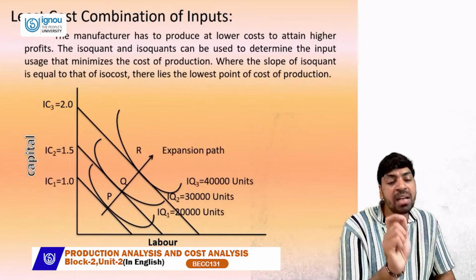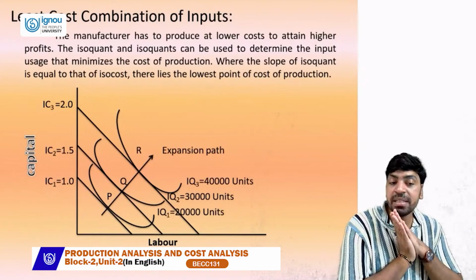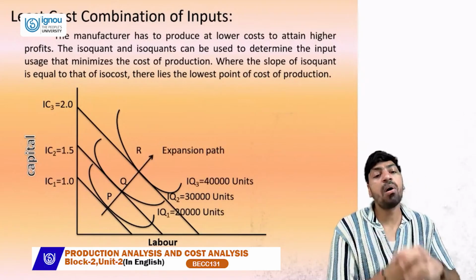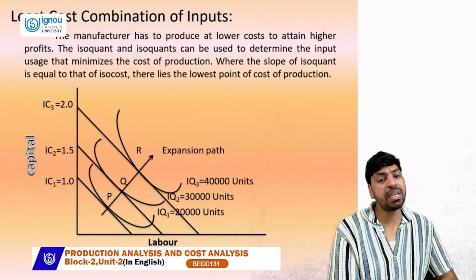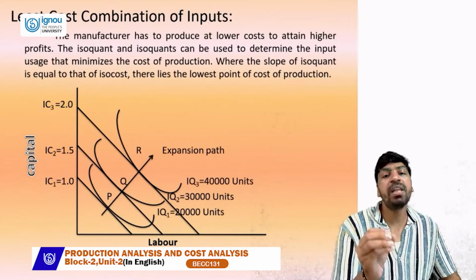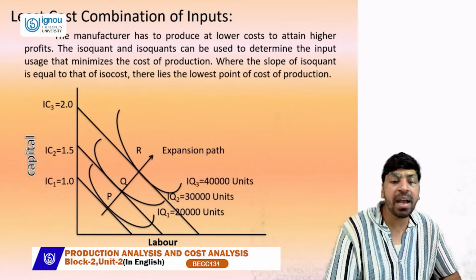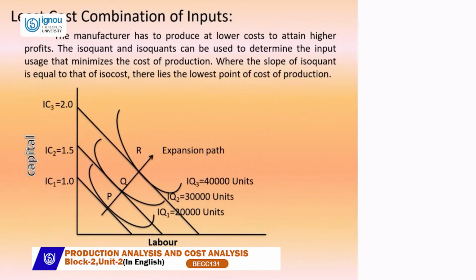So that particular point where these two curves intersect is called the least cost combination of inputs, which is the beginning of the expansion path. What is the expansion path? It is to expand the level of production to reach a higher level of output, such as 30,000 units or 40,000 units.